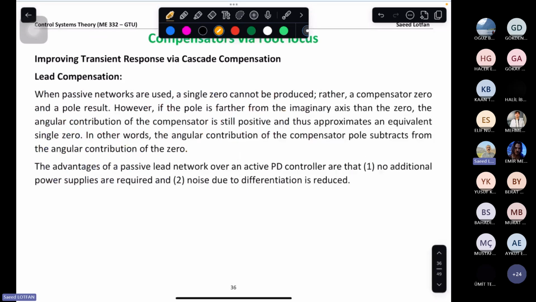So in the lead compensator, what we are going to do is, again, improve the transient response via cascade compensation. But this time we are not going to use just a zero, okay? What we are going to say is that lead compensator, GC of S, is equal to S plus Z. So this is a pure zero, but we don't want a pure zero. We add some integrator to the system also, P of C. So this is lead compensation.